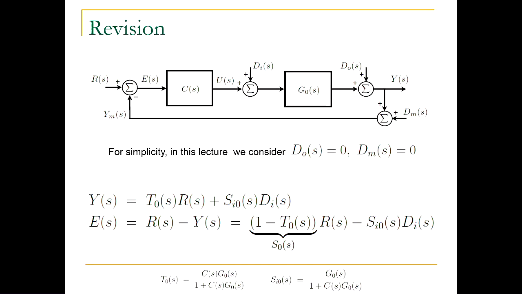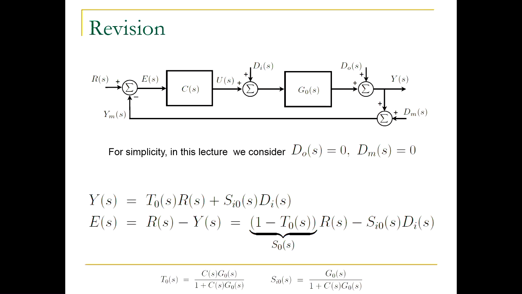How do we get SIO? We set R equal to 0, and then we repeat the same thing. We just use the algebra of block diagrams, and then you get this formula for how DI affects the output Y. So now we need to find the error.